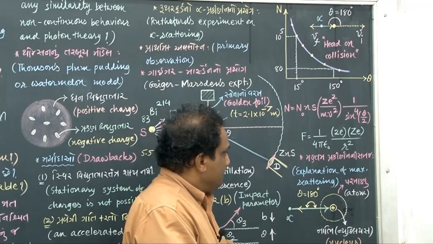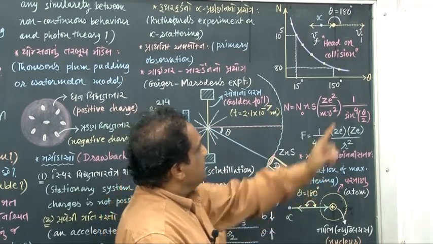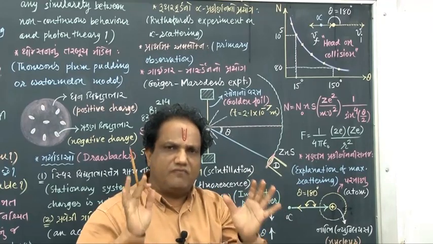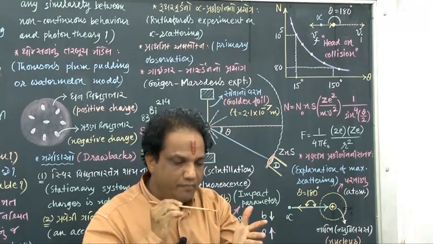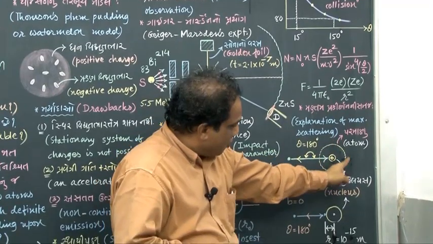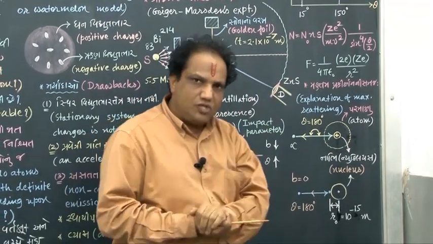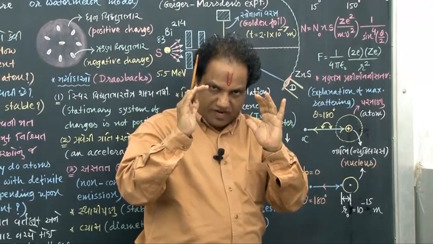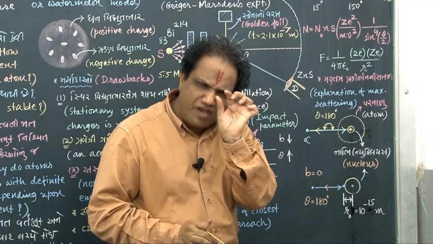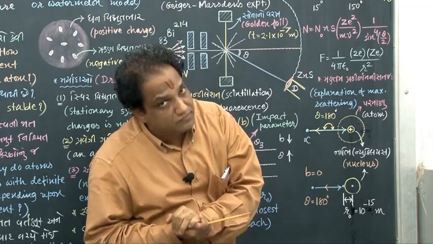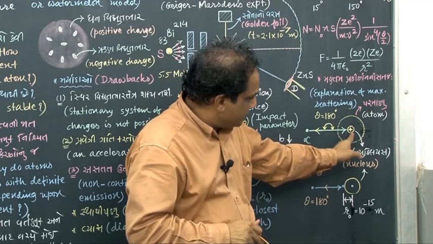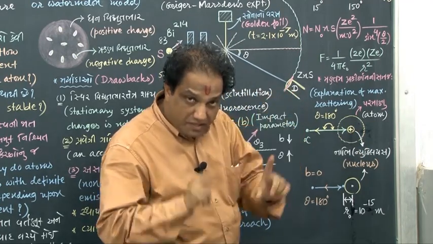Okay, fine. Now, how would you explain this maximum angle of scattering, 180 degrees? Mr. Rutherford gave a very nice, very satisfactory explanation for the maximum angle of scattering. How? I am showing you. Look, consider this as an atom of gold. Just for a while, assume that almost the total mass of the atom and the total positive charge of the atom are concentrated in a very tiny central part of the atom. If that is so, then what will happen?